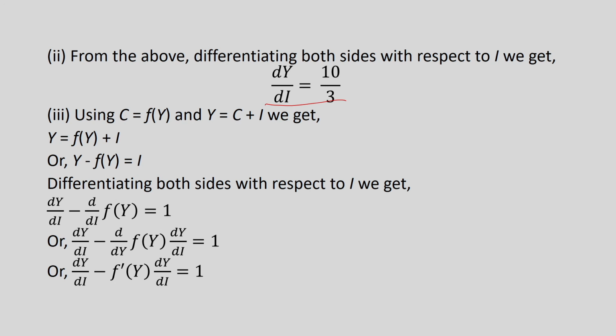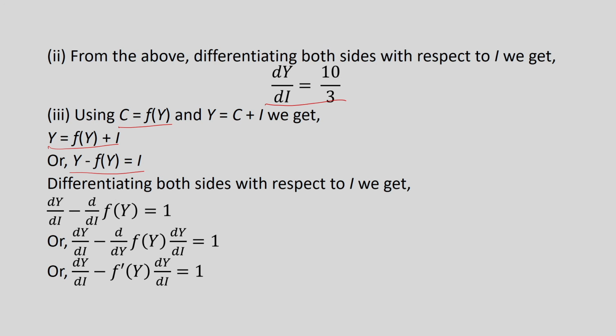And the third part is, suppose the form of C is not given, C is just given to be a function of y, f of y, and I have to find out dy di. Now, how do I do that? I follow the same method as before. I substitute C is equal to f y in the macroeconomic identity. So, I will get this and I take the y terms to the left hand side and I get y minus f of y is equal to I.